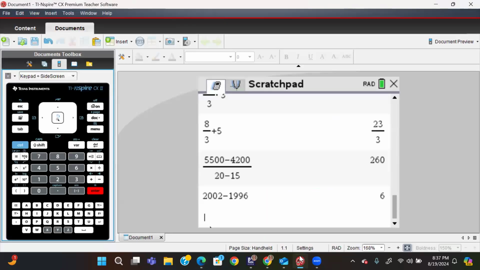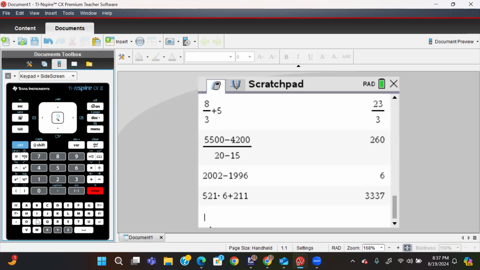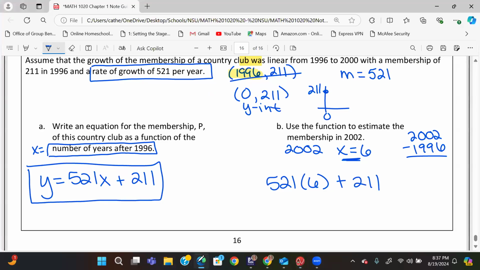Flip over to the calculator. So 3,337 is what the membership is. And that is it for section 1.4.